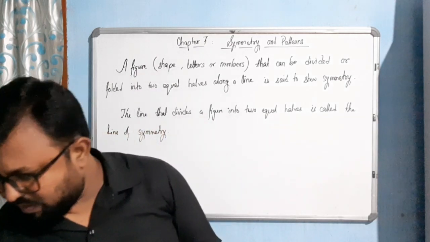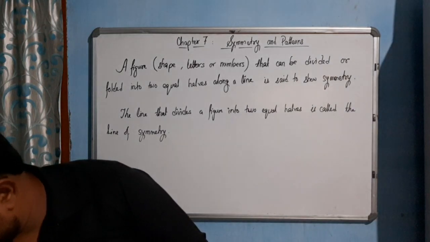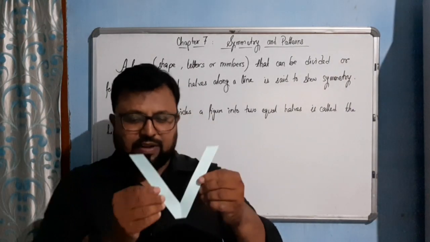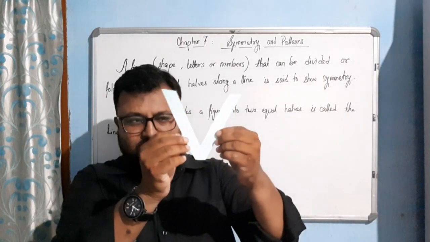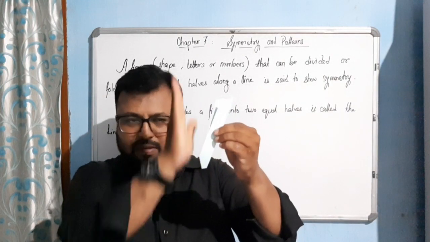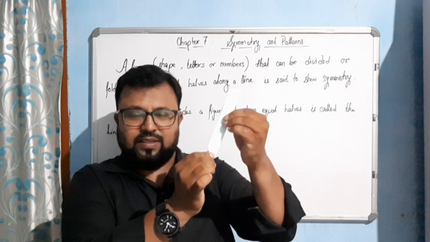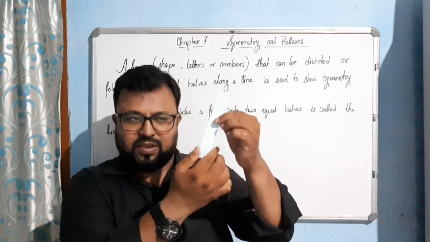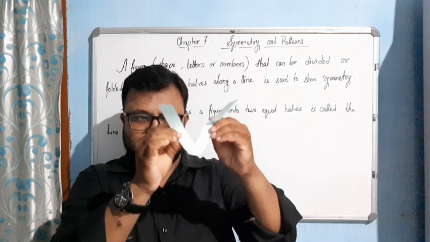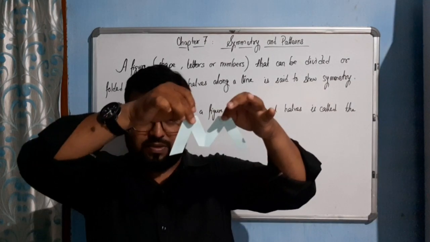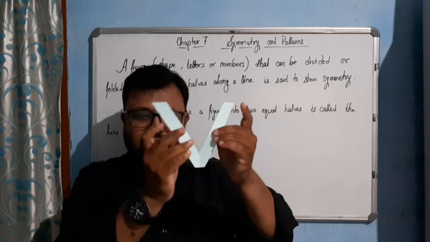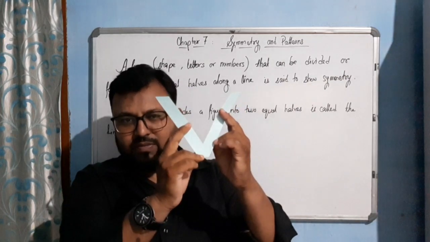Okay, now let's take another example. This is our letter V. We can see it's clear, it's V. Now if I fold in this way, vertically, then we get one line of symmetry. But if I try folding in this way, we are not getting any other line of symmetry. So ultimately we can say that this figure has only one line of symmetry.